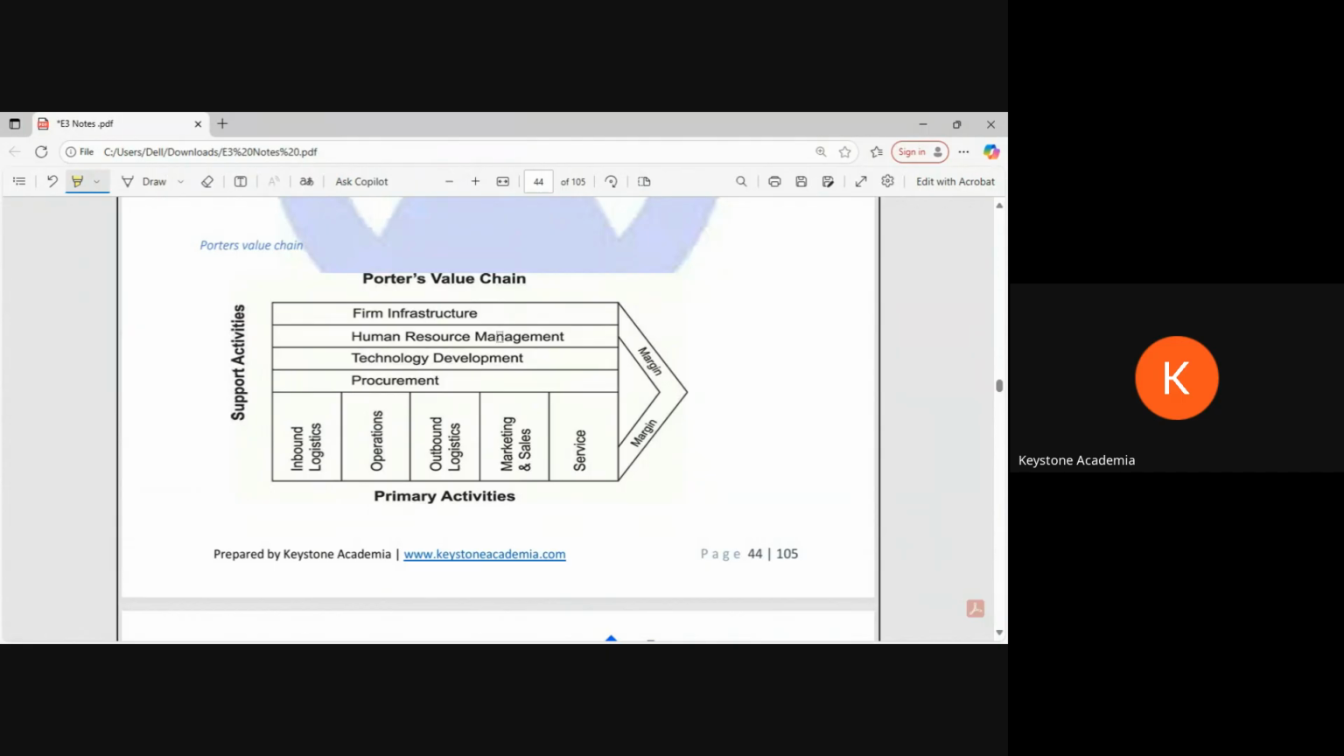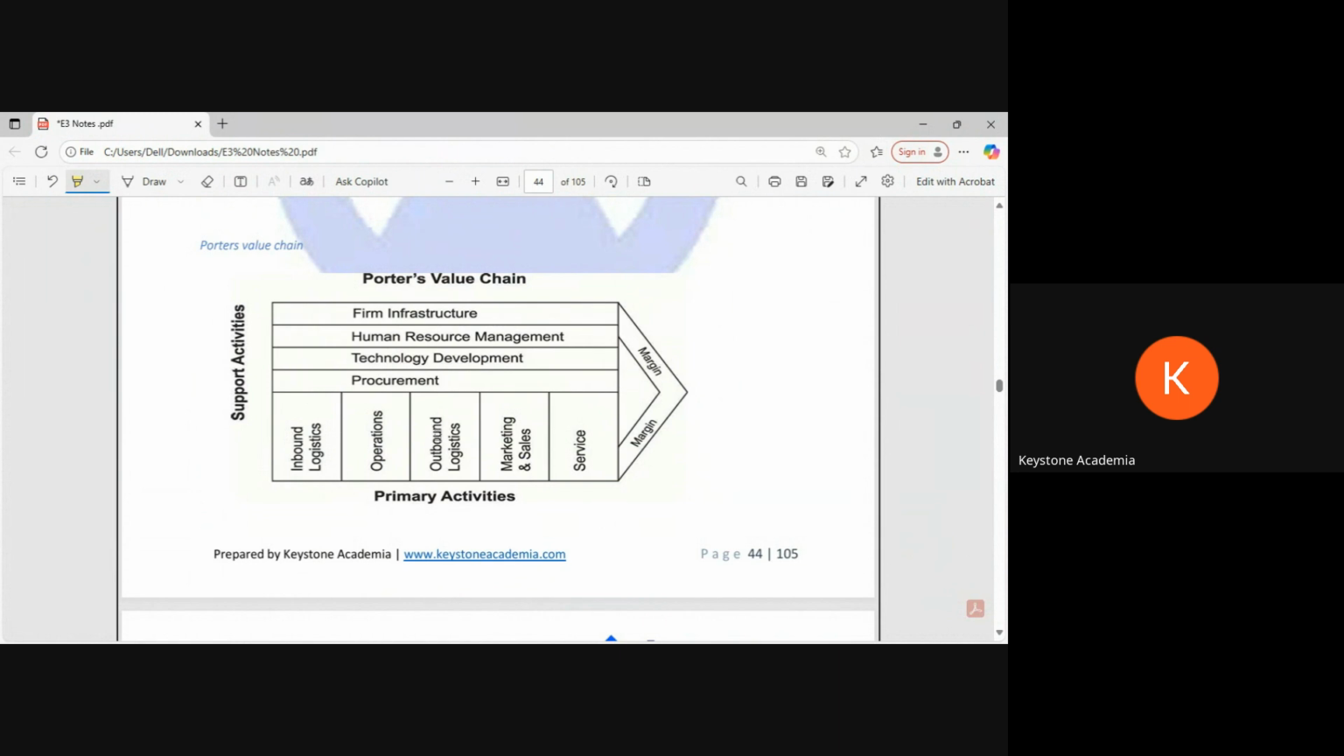Then we have support activities, which are common across businesses and industries. Like every business will have their firm infrastructure, physical and everything, or the IT they are using. Human resource management: what kind of people are working, how qualified and how experienced they are. Technology development: what latest technology we are using. Then procurement: how we are procuring the raw materials and everything, or what kind of tech we are using in that. So these are the support activities, and they support the primary ones. So if we have better support activities, primary can also improve.